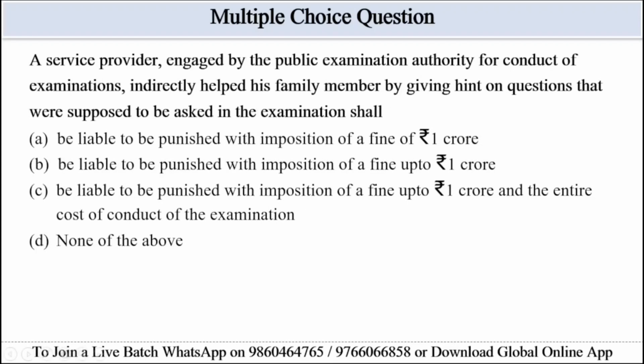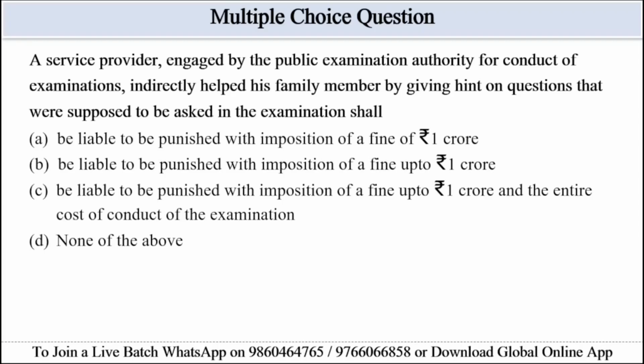The question is, a service provider engaged by the public examination authorities for conduct of examination indirectly helped his family member by giving hints on questions that were supposed to be asked in the examination. Shall, option A is given, be liable to be punished with the imposition of a fine of 1 crore. Option B, be liable to be punished with the imposition of a fine up to 1 crore. Option C, be liable to be punished with imposition of a fine up to 1 crore and the entire cost of the conduct of the examination, and option D, none of the above.